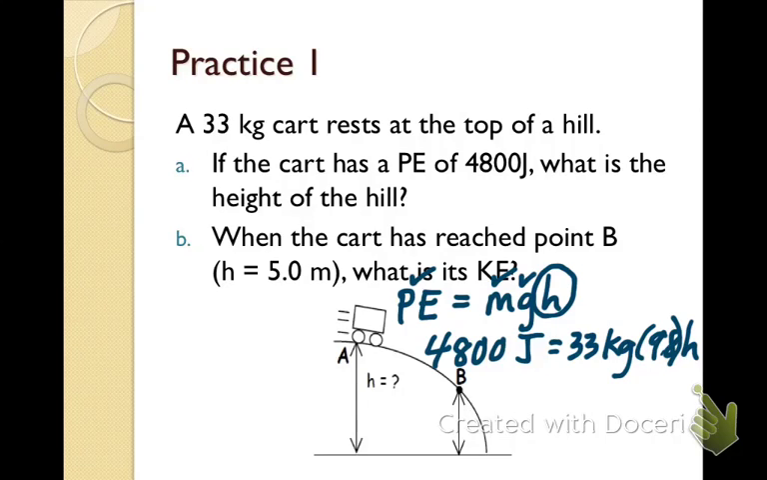Okay, so first thing we're going to do is multiply our 33 by 9.8. Okay, you should get now 4,800 joules equals something close to, I'm just going to round, 323 times h. And now what do we do? We divide by 323.